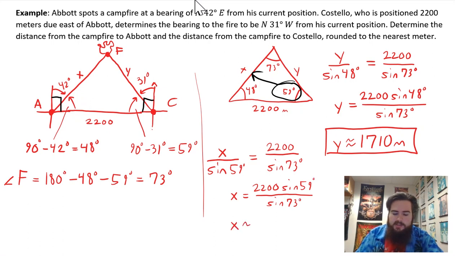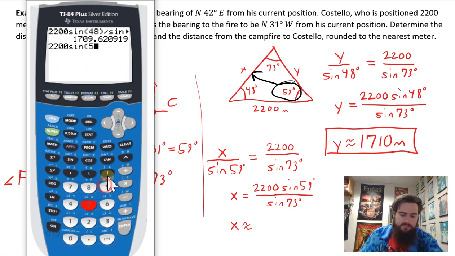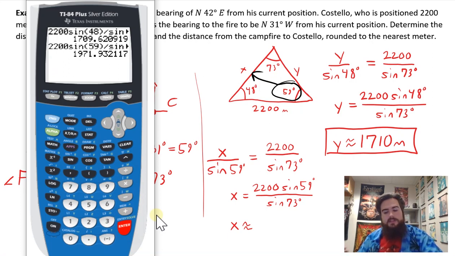Allowing me to approximate x, the distance from Abbott to the campfire. Again, let's use a calculator to approximate that. That's 2,200 sine of 59 divided by sine of 73 to give us 1,971.9, or to the nearest whole meter, 1,972.